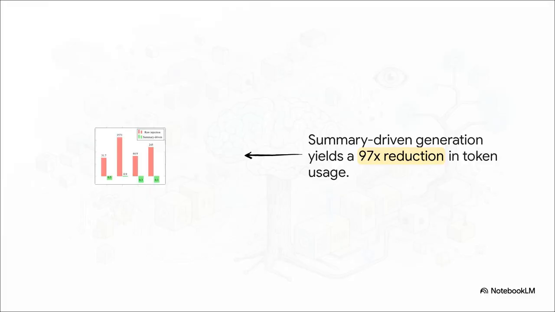And this brilliantly illustrates the cost savings too. By swapping those massive raw files out for statistical summaries, they achieved a whopping 97x token reduction for enterprise data. So instead of spending 48,000 tokens, which costs real dollars at scale, the prompt drops down to just 500 tokens. That's literally fractions of a cent per generation.